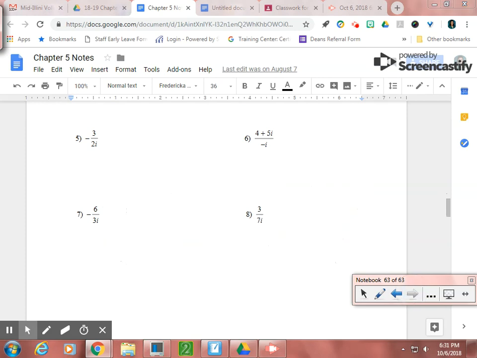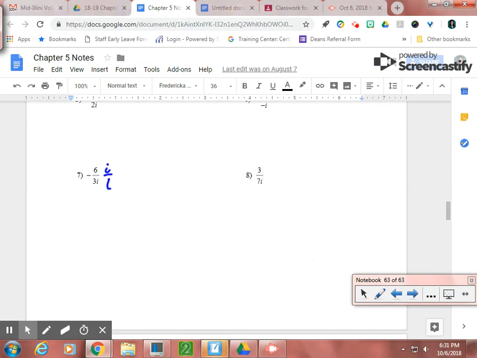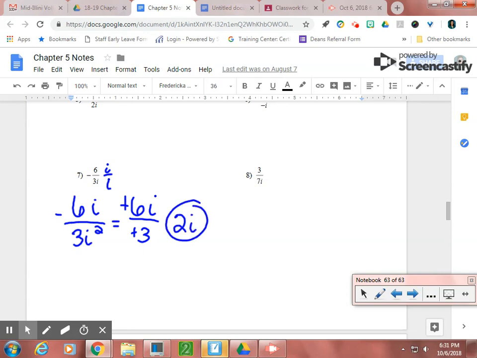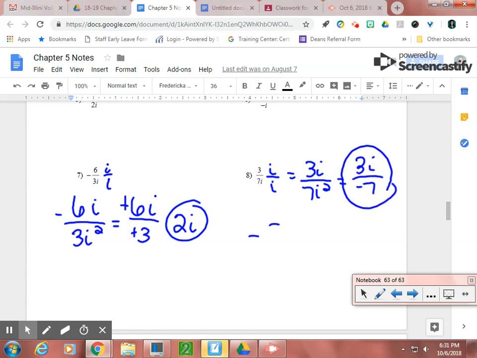Okay, so then to our last two on this, multiplying by i over i. So this is going to give me the negative sign out in front, 6i over 3i squared. So that's going to be 6i over negative 3. The negatives are going to go away, and 6 divided by 3 is 2, so you get 2i. Same here. 3i over 7i squared, which is going to give me 3i over negative 7, which you could also pull out in front like that too. Either way.